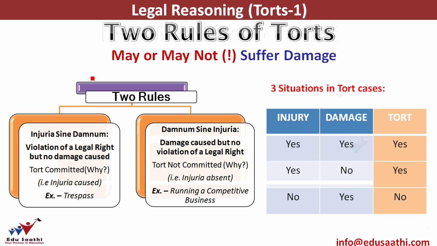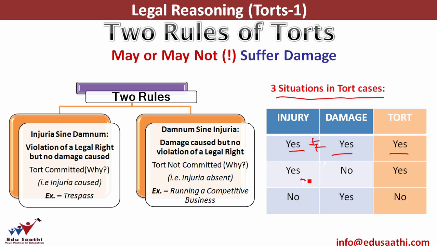While discussing, there was a confusion. You might have confusion about in what cases it would amount to the tort. There are 3 situations in tort cases where you will understand how tort would be committed, how injury and damage affect the commission of tort. If there is an injury plus there is a damage also, in that case there is a tort. Thus you are entitled to take damages.